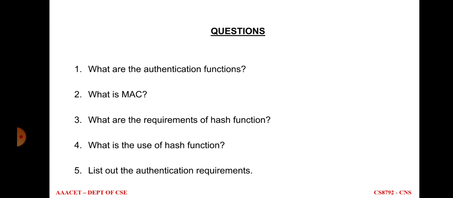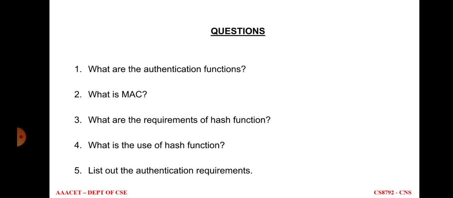The first requirement is that it accepts a variable length message, and the second requirement is that it produces only a fixed size output. The third is that we can easily find the value h of x. The fourth is weak collision resistance and strong collision resistance, and one more property, the one-way property. And what is the use of a hash function? Small h is equal to capital H of m, where m is the original message and H is the hash function applied on the original message to produce the hash code, which is also appended to the original message.